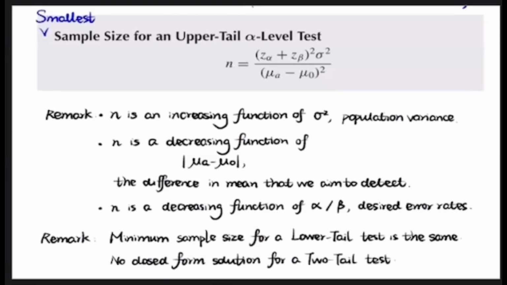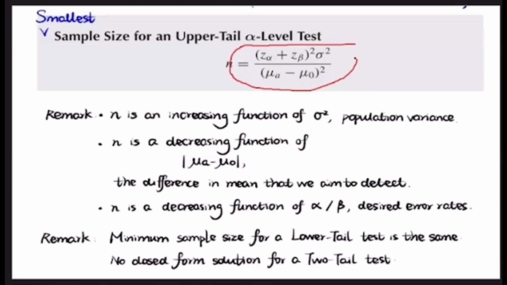Now, I need you to take a look at this. I want us to talk about this briefly. Sample size depends on the variance. When variance goes up, the sample size goes up, and that was why we said N is an increasing function of sigma squared. It's a decreasing function of the difference between what you specified in the alternative and what you specified in the null, because that is occupying the denominator position. Also, N is a decreasing function of alpha and beta.